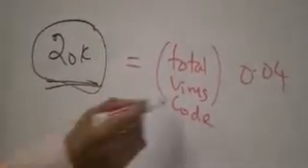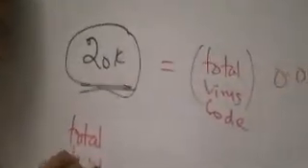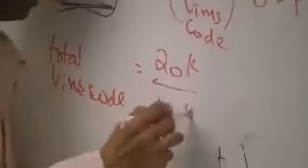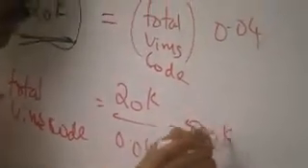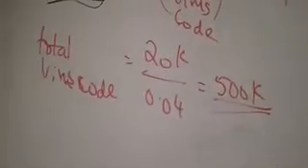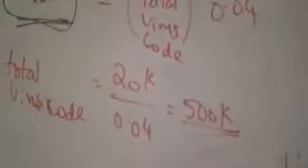So now we can find what is the total virus code. So 20K divided by 4%? Right. 20K divided by 0.04, that will be what? 500K. So it's no longer 1000K, the new total virus code is only 500K.